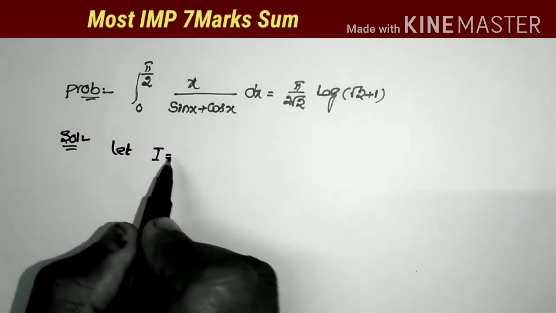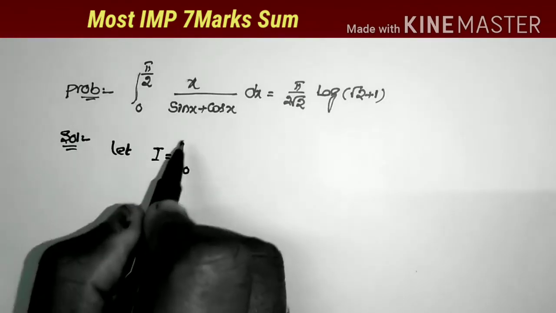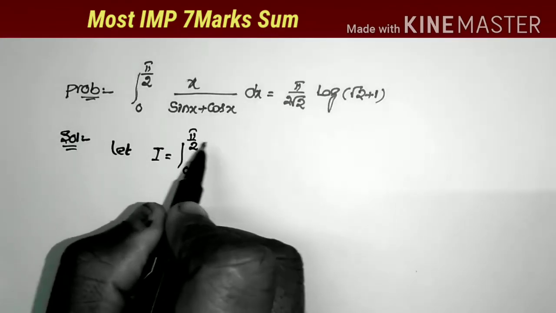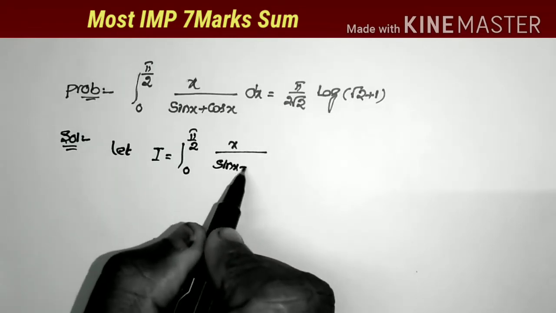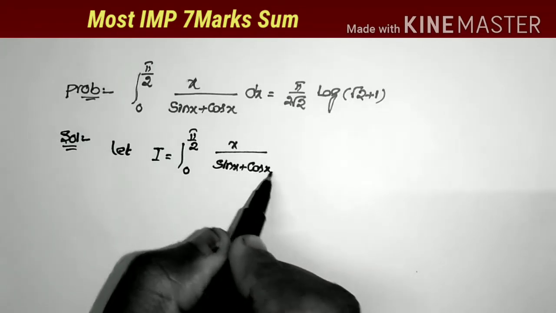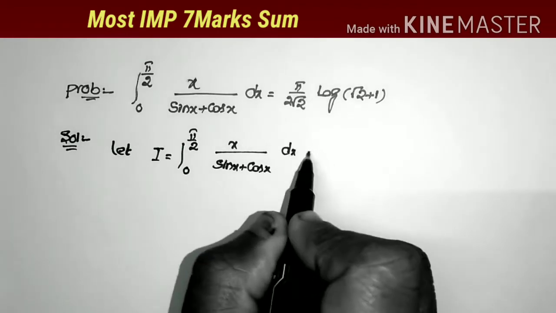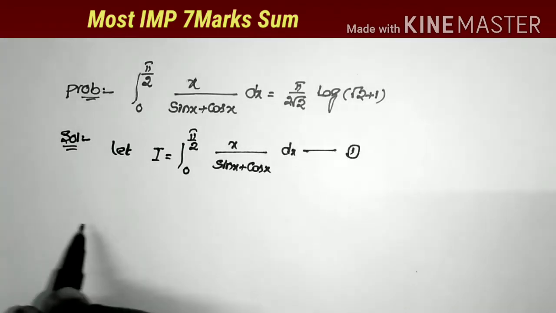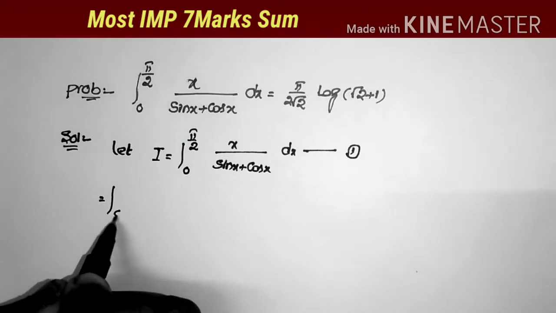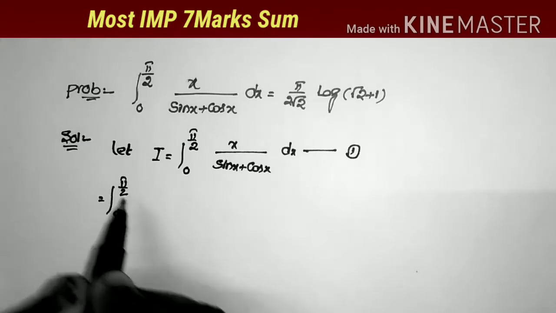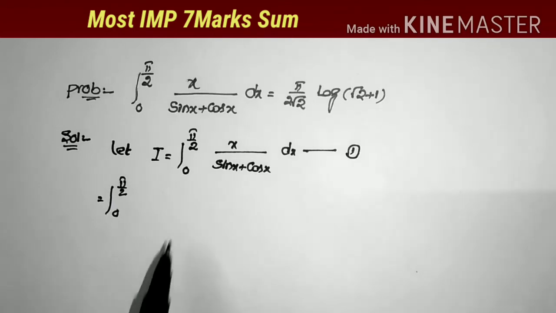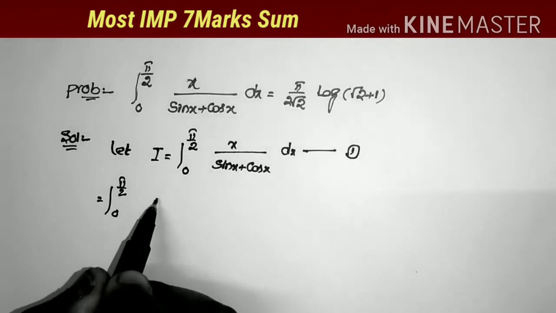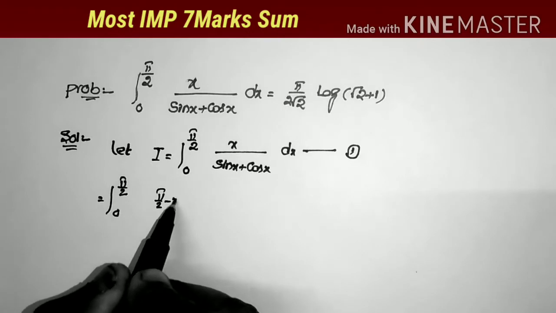Given problem is equal to I. That is, I is equal to integral 0 to pi by 2 of x by (sin x plus cos x) dx, and we call this equation 1. Now in the given problem, we substitute x is equal to pi by 2 minus x.